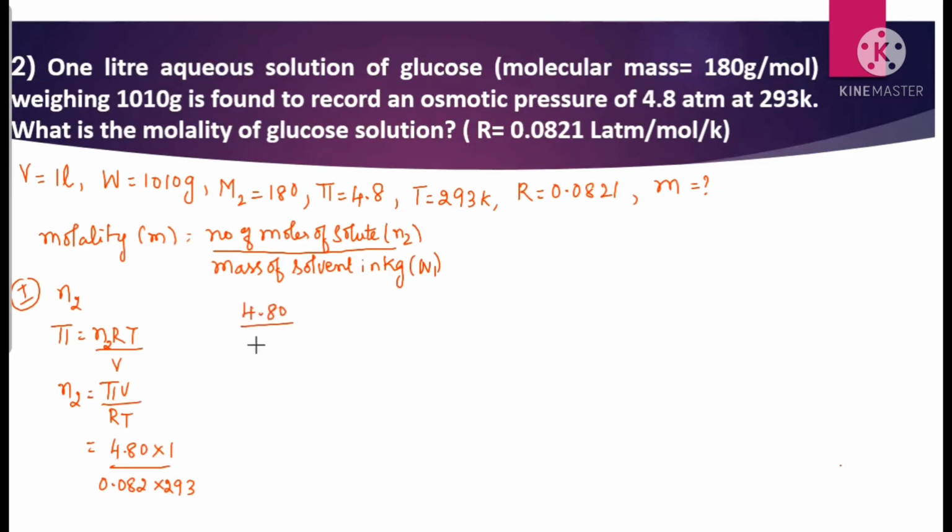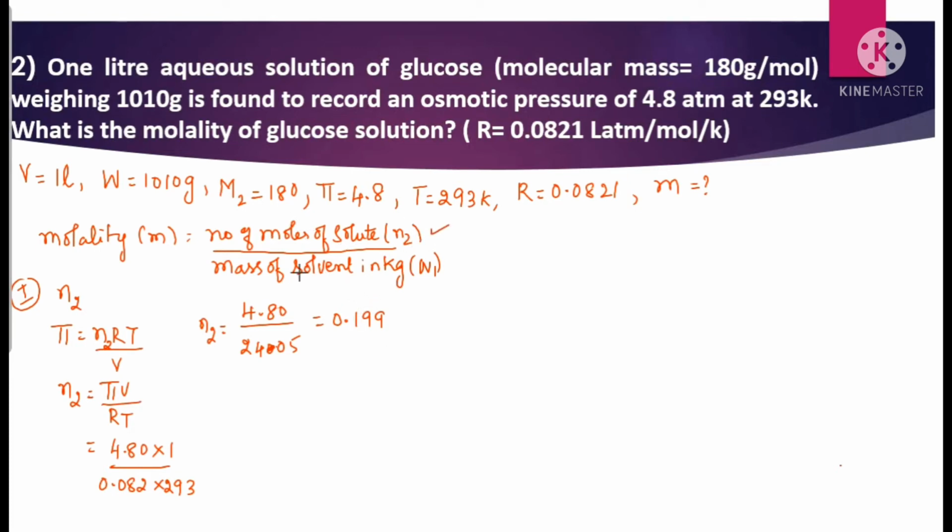4.80 divided by 24.05. The answer is 0.199. So N2 is 0.199. So we have found out the number of moles of the solute now.